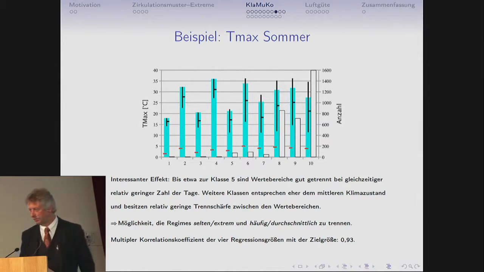And then the amount. You see that the values are very nicely divided, with clearly separated value ranges. So this is a class where you have days between 25 and 32, created by a certain classification of the predictors.